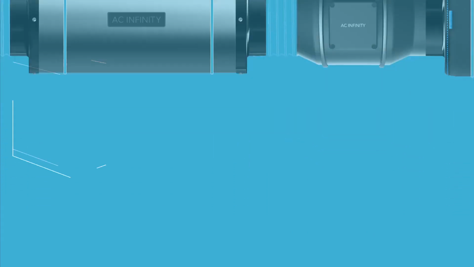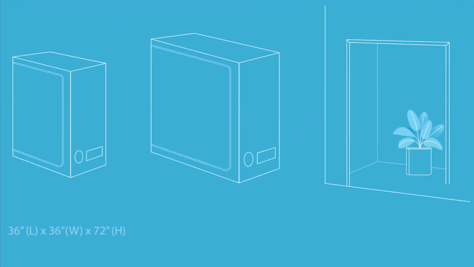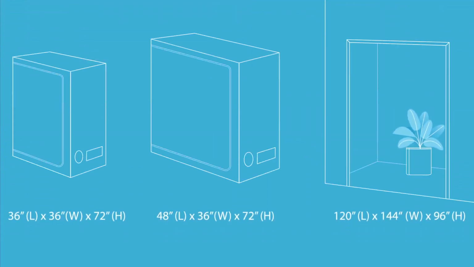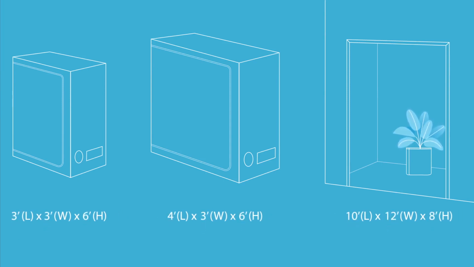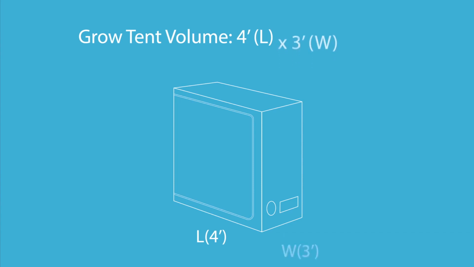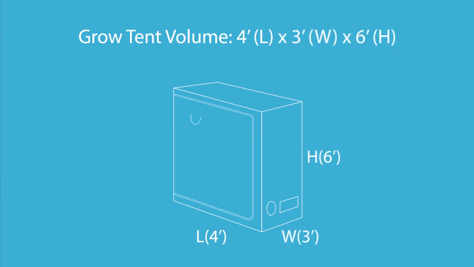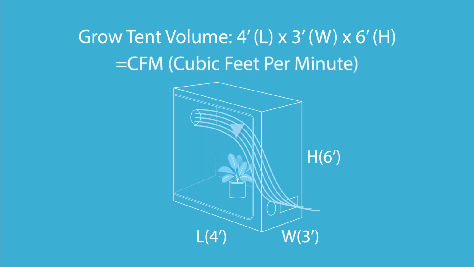To find the amount of airflow needed for your grow tent, first find its volume in cubic feet. Convert the space's dimensions from inches to feet, then multiply its length by its width and by its height. For optimal growth, you would want to exchange the entire volume of air in your grow space at least once every minute. So the required airflow would simply be the tent's volume in cubic feet per minute, or CFM.